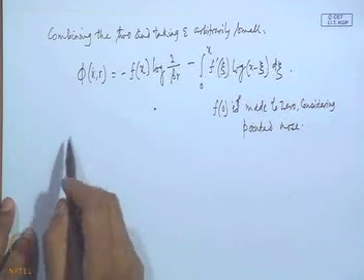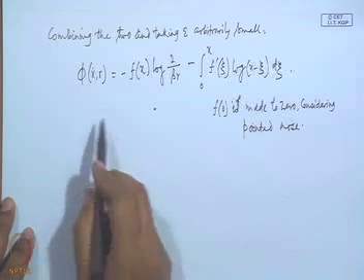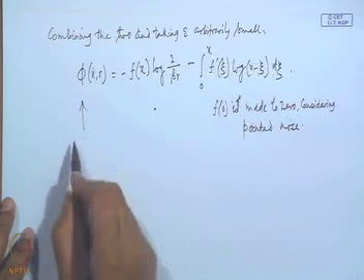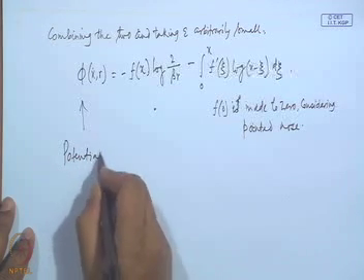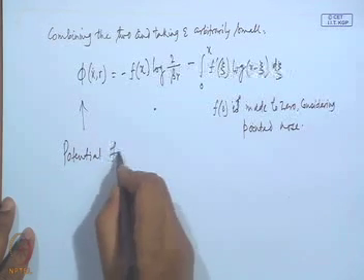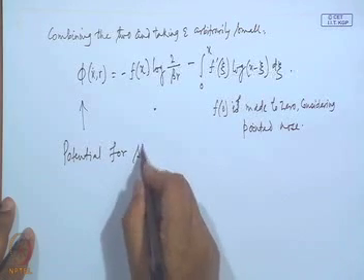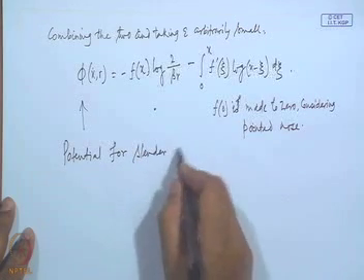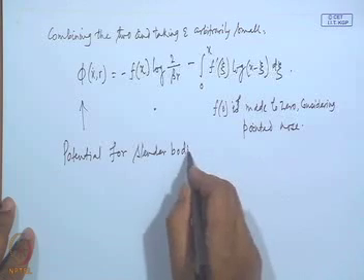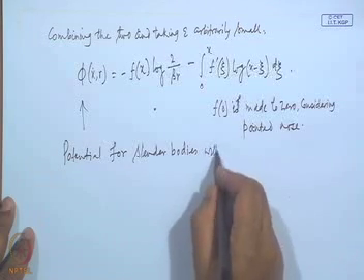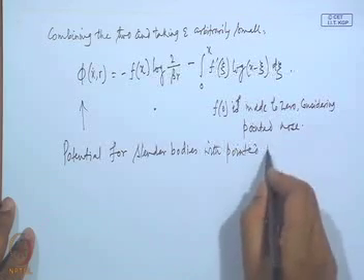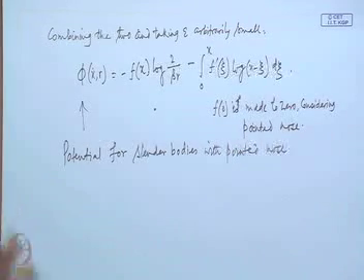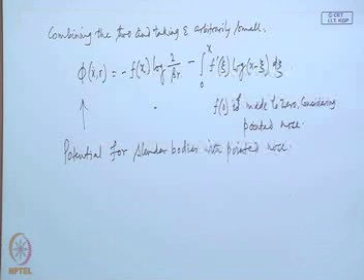So, what we get is the potential for slender bodies with pointed noses, and here it is for any general arbitrary slender bodies.